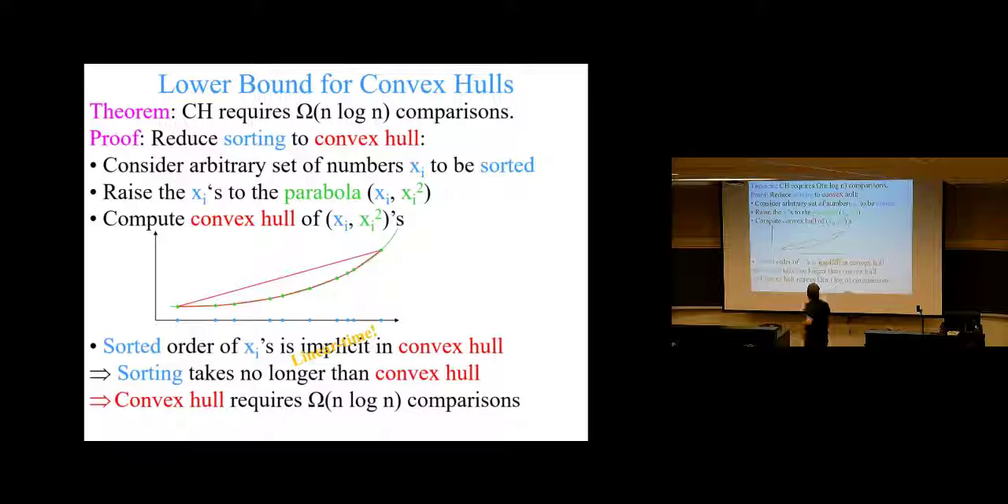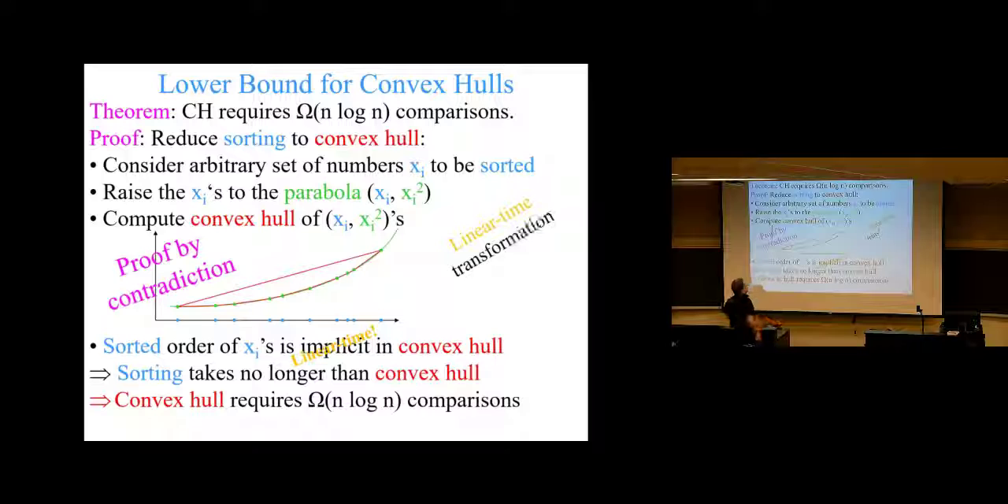Bottom line is convex hull takes at least n log n comparisons no matter what. It's a proof by contradiction. It's also a linear time transformation of sorting to convex hulls. We'll see lots of other transformations. And it'll be fun. Any other questions about this?